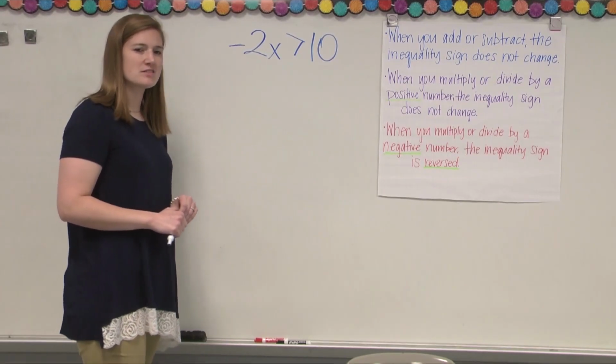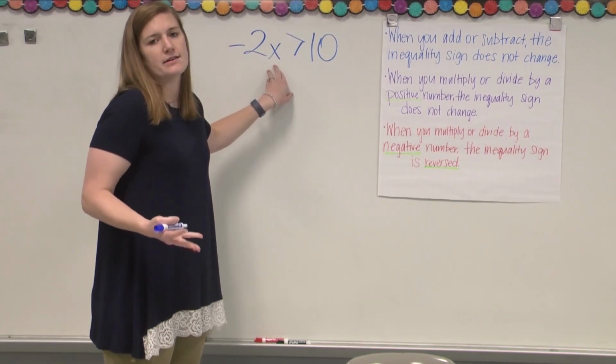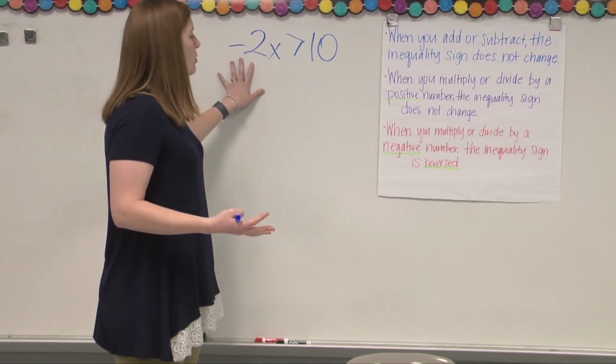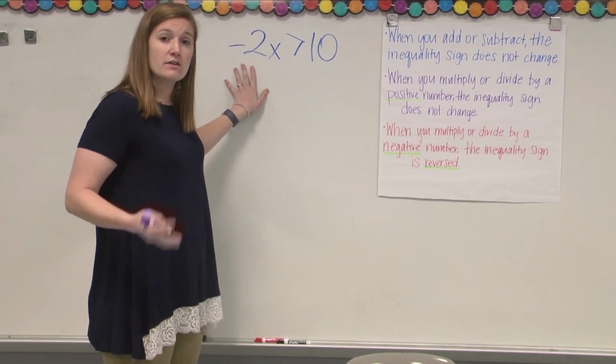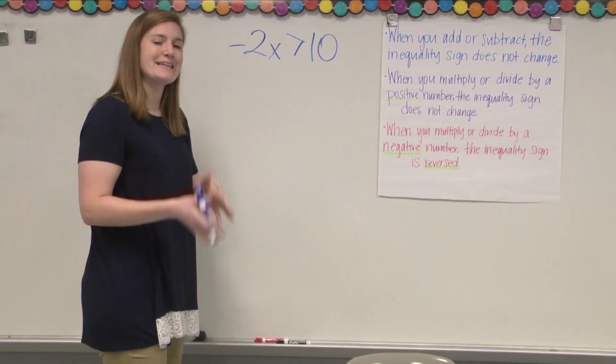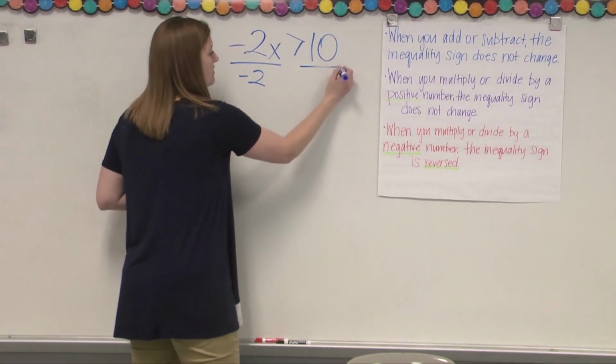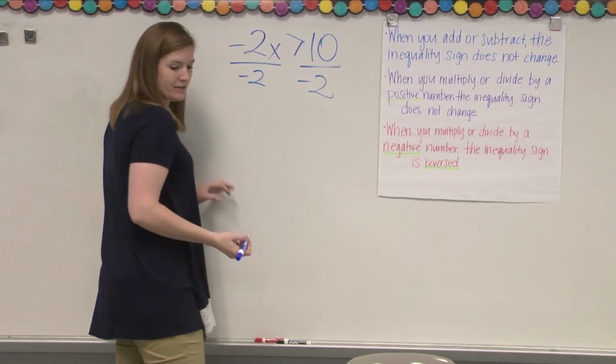All right, so let's solve it. When I look at x and I'm trying to get x by itself, I'm trying to isolate that variable, I notice that it's being multiplied by negative 2. The inverse operation of multiplying by negative 2 is to divide by negative 2. So I'm going to divide both sides by negative 2.